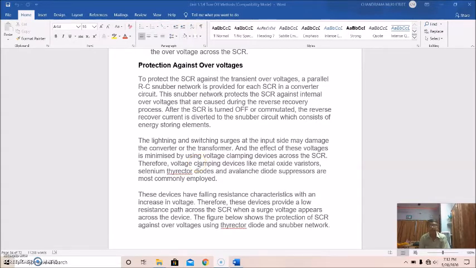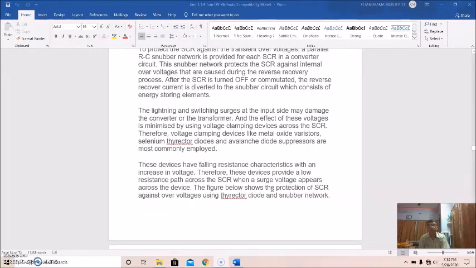The lightning and switching surges at the input side may also damage the converter or the transformer. The effect of these voltages is minimized by using voltage clamping devices across the SCR. Therefore, voltage clamping devices like metal oxide varistors, selenium thyrector diodes, and avalanche diode suppressors are most commonly employed. These devices have falling resistance characteristics with an increase in voltage. Therefore, they provide a low resistance path across the SCR when a surge voltage appears across the device.